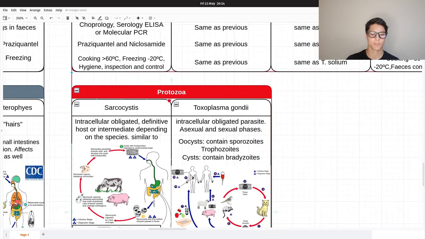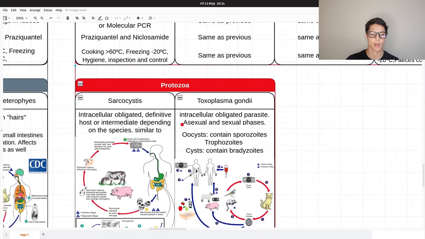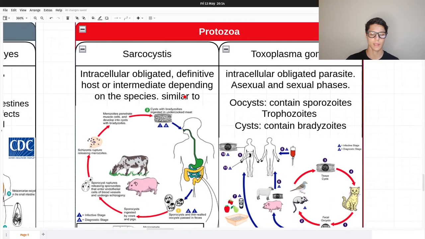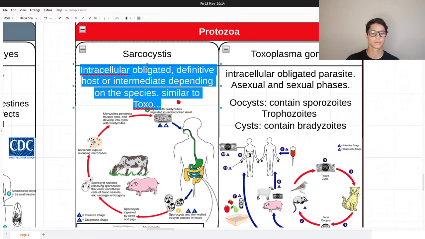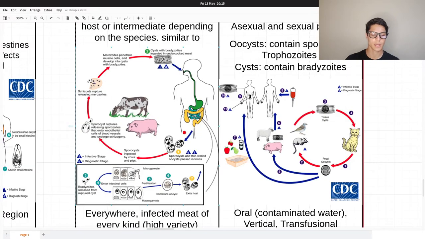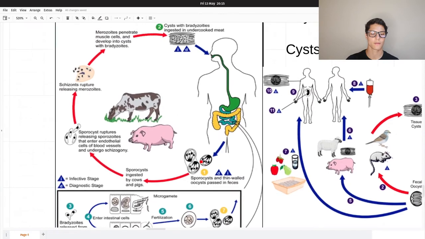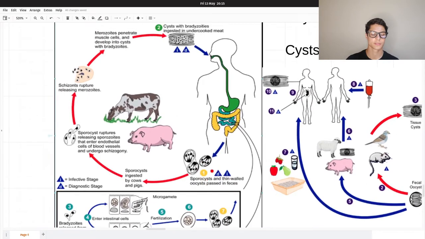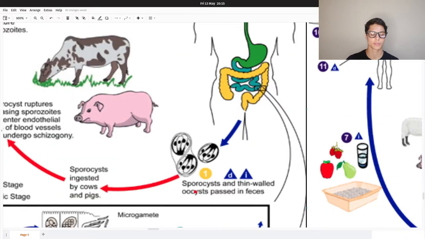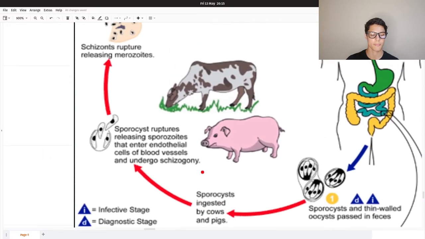And then we have the protozoa related to meat. We have Sarcocystis and Toxoplasma gondii. Sarcocystis are obligate intracellular parasites, and are definitive or intermediate hosts depending on the species, and they are similar to Toxoplasma indeed. The cycle is the following. So here we have sporocysts, oocysts, and cysts, three stages of the protozoa. So sporocysts and oocysts in feces. Sporocysts ingested by cows and pigs.